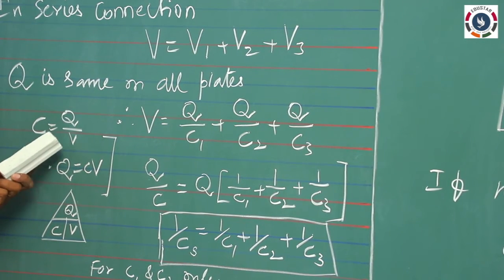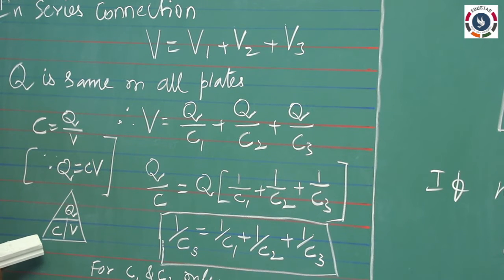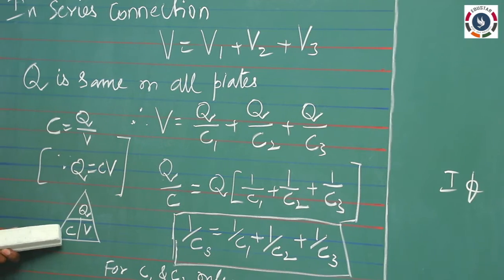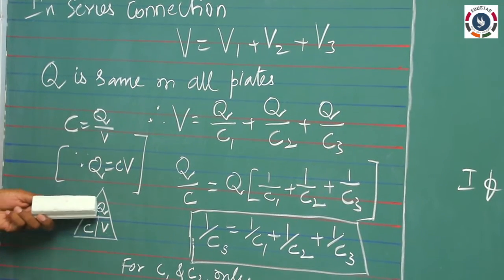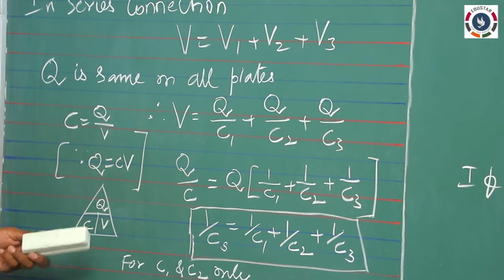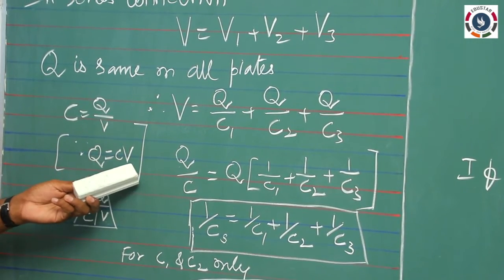This can be taken into a triangular form, so we can easily memorize it: Q equal to CV, or C equal to Q by V, or V equal to Q by C. In this way we can memorize it and make the changes. So here Q is equal to CV finally.